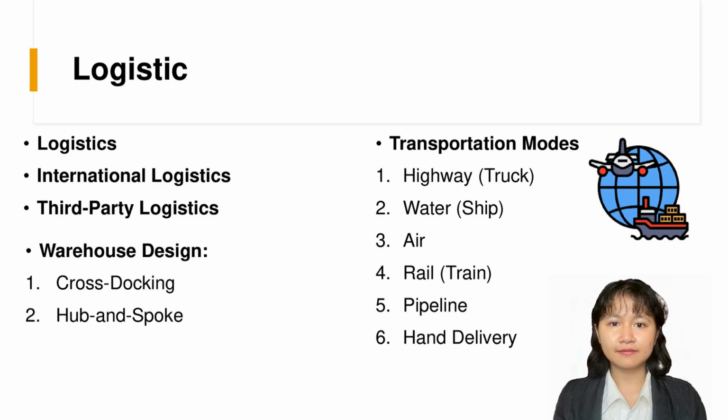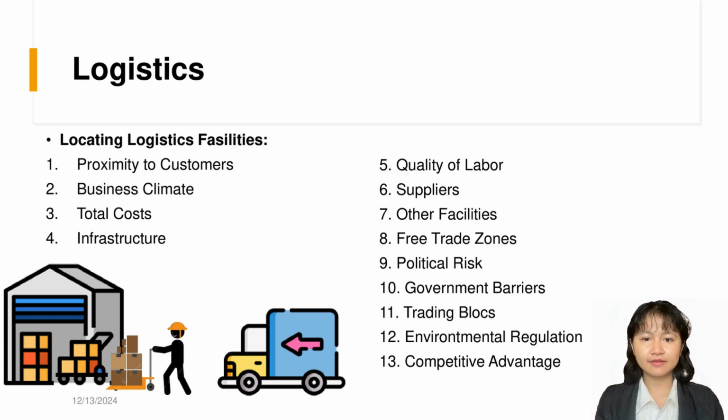Warehouse design. Modern warehouses often use systems like cross-docking, where shipments are quickly sorted and sent out without being stored, minimizing inventory. Another system, hub and spoke, uses central hubs for sorting and distributing goods efficiently. Locating logistics facilities. Where a company places its warehouses and factories impacts costs and service quality.